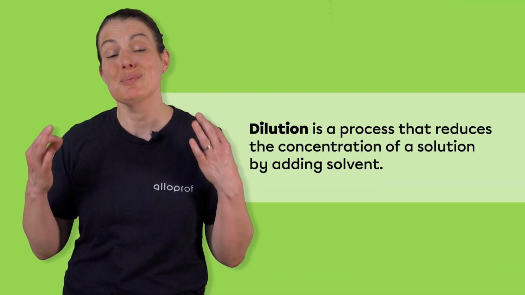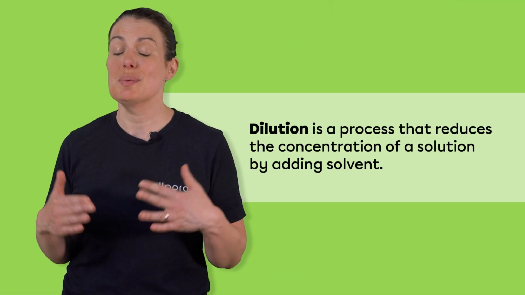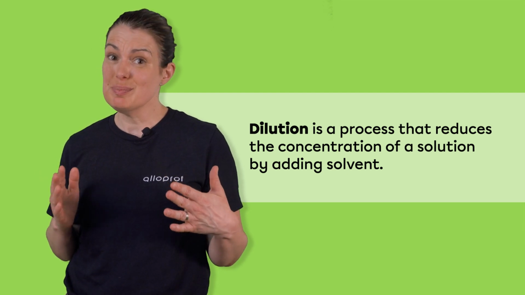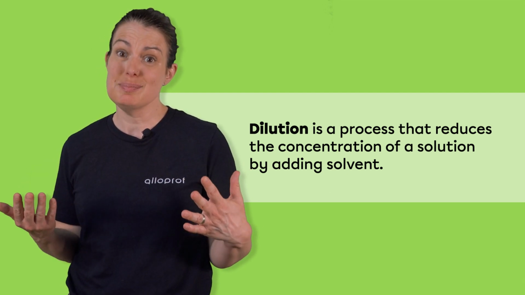Dilution is a process that reduces the concentration of a solution by adding solvents. In everyday life, we usually make dilutions without precisely measuring the amount of solvent. For example, if we want to dilute this lemonade, we just add water and its concentration decreases. However, there is a formula that allows us to accurately determine the amounts required when diluting a solution.